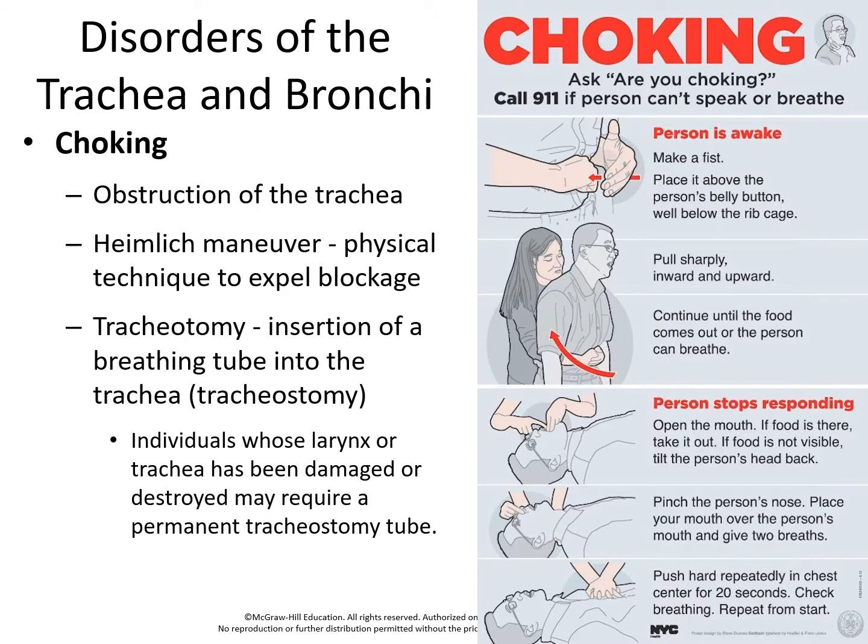So here's the first thing we're going to look at, choking. This is an obstruction of the trachea, and to address this, you want to use the Heimlich maneuver. If you look at this little diagram, it says, ask, are you choking? If they're choking, they may not be able to answer you, so you may have to go on your own instincts there. So let's say that the person is awake. What you're going to want to do is make a fist, pull sharply inward and upward, and you're just going to continue jolting the daylights out of this person until the food pops out.